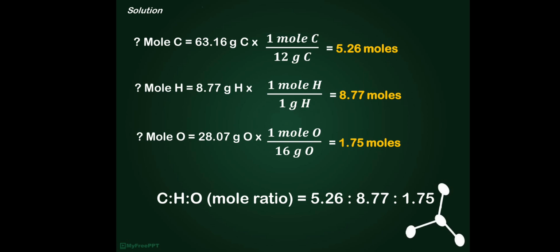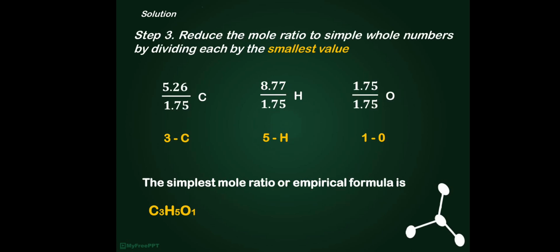So let's make the mole ratio. So what would be the mole ratio? It's very simple. Get the result of each element. So from the carbon is to hydrogen is to oxygen equals to 5.26 moles is to 8.77 moles is to 1.75. So let's round off it. So step 3, reduce the mole ratio to simple whole numbers. As I've said, round off by dividing each by the smallest value. Okay?